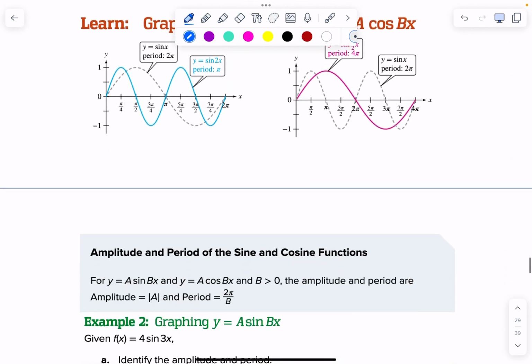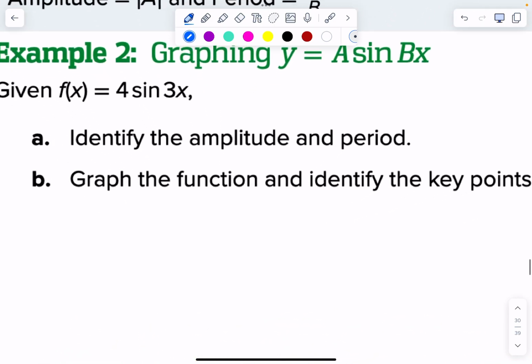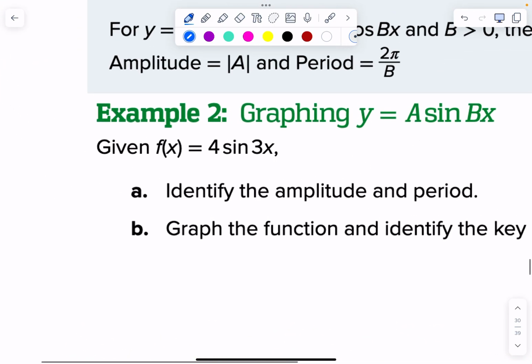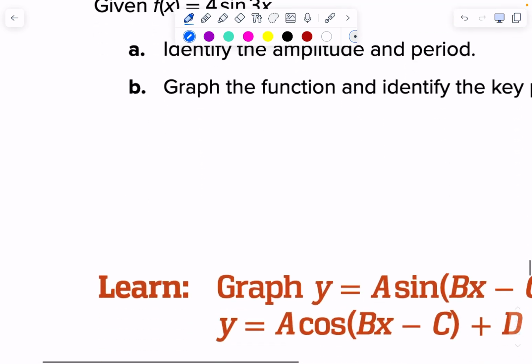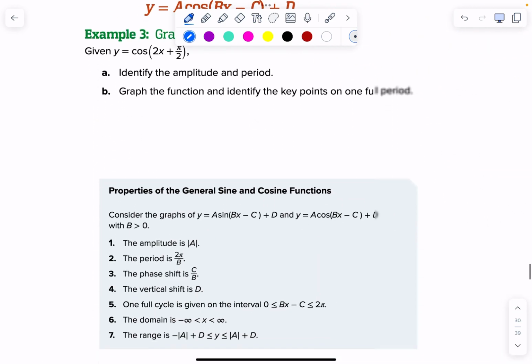Are we okay? Do we have to do that on the test? Maybe. We'll see. I don't know. Okay, all right, go down to example 2. All right, this is the last thing that we're going to learn, and then we'll stop. We'll do example 2 and maybe example 3, and then we'll stop.